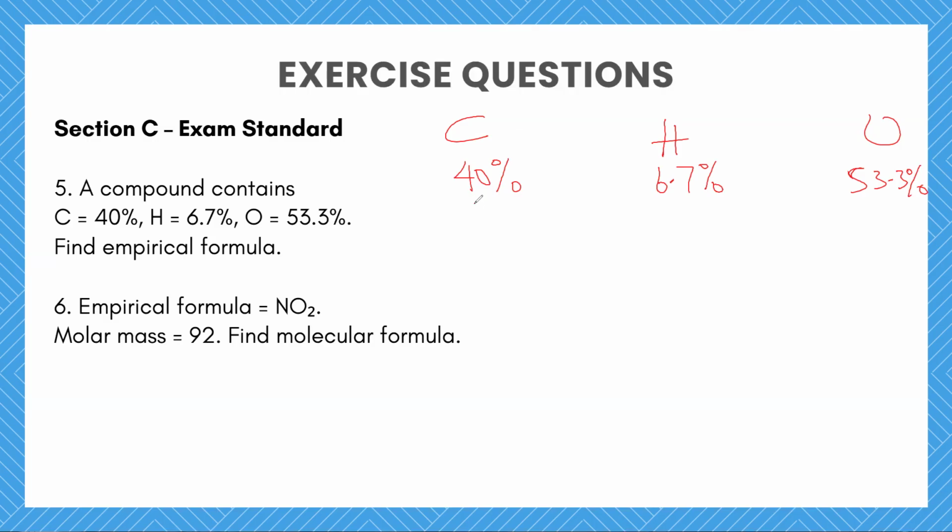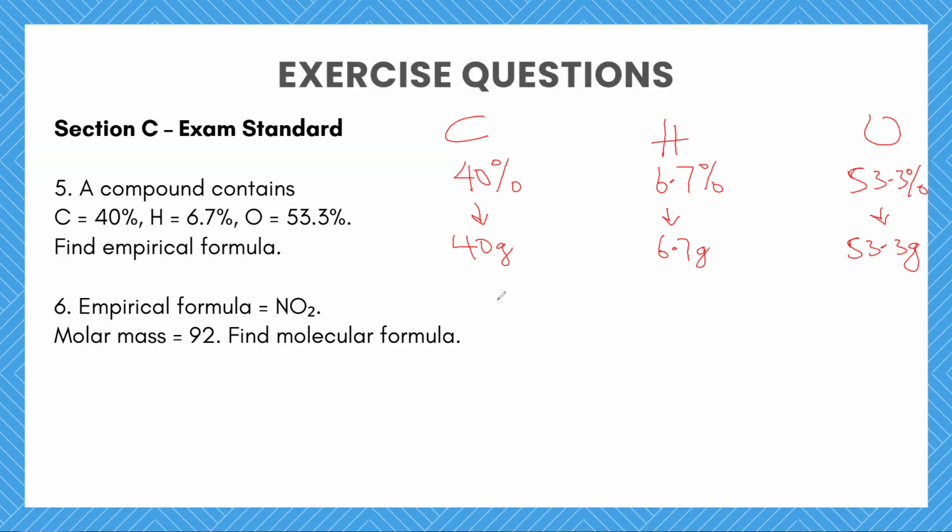The next thing to do would just be to directly convert these values into masses. So for carbon, that becomes 40 grams. And for hydrogen, that becomes 6.7 grams as well. And then oxygen becomes 53.3 grams. What we did was just to take this percentage and convert it into grams.